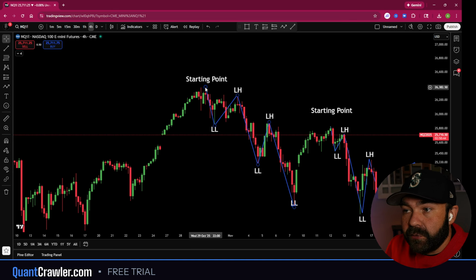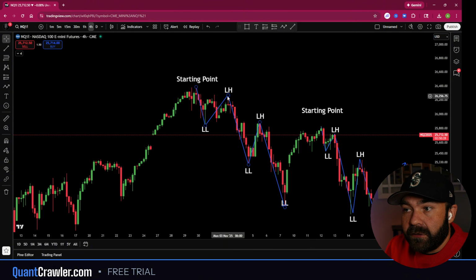So you have your starting point and you create a lower low, and then the market starts to correct and it creates a lower high. The reason it's called the lower high is because it's below your starting point. The reason it's a lower low, it's below your starting point. This is a bearish trend right here. Starting point, lower low, lower high, lower low, lower high.